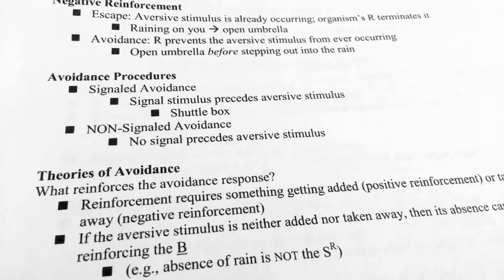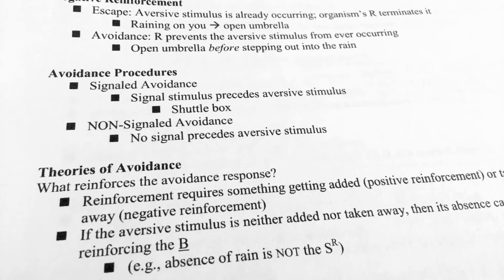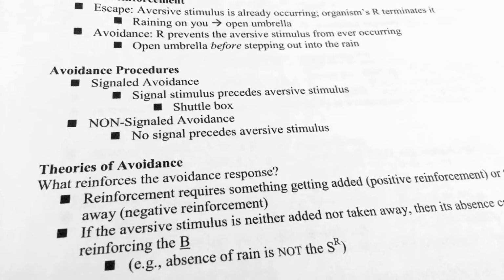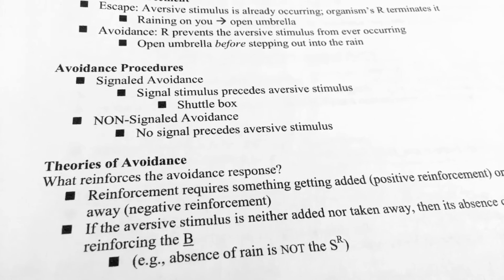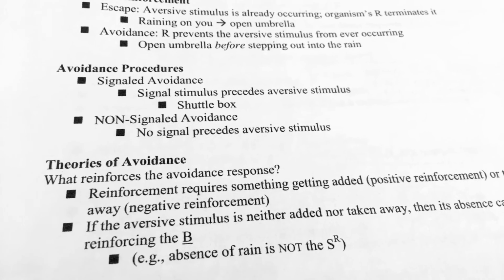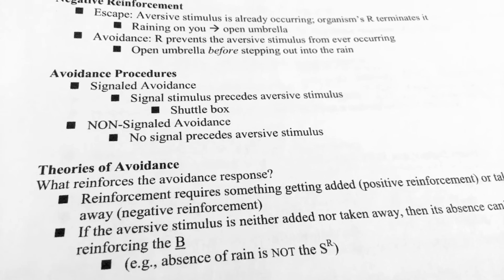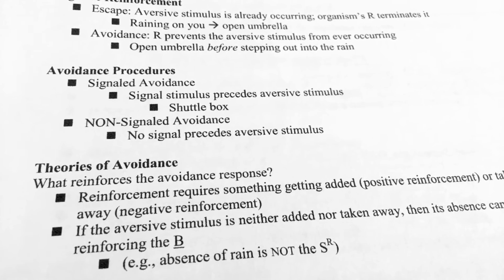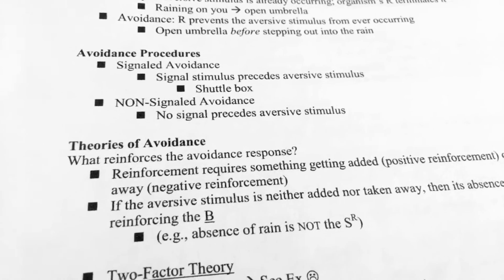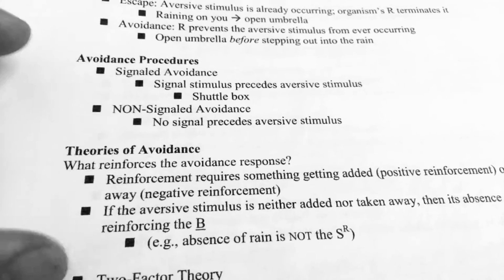Non-signaled avoidance would be doing the same test at random variable times, and then having the animal use a lever to stop the shock. But sometimes you're pairing the electrical shock with no sound. So that would be a non-signaled avoidance situation. However, the rat could use the lever to stop the shock from occurring.